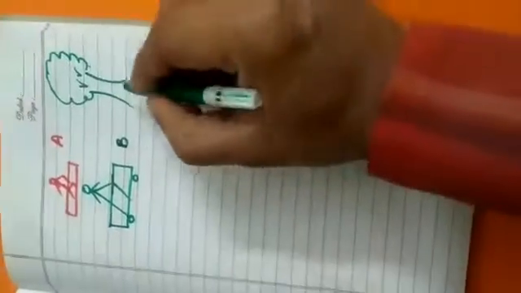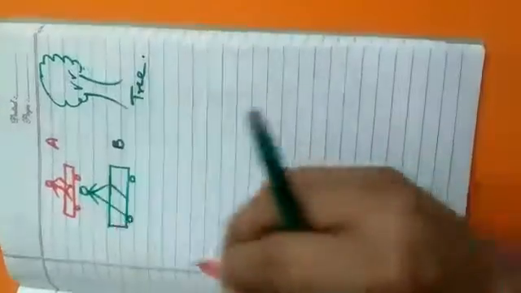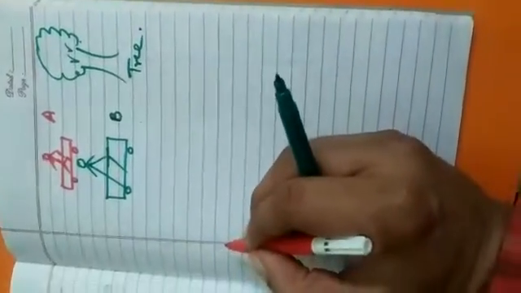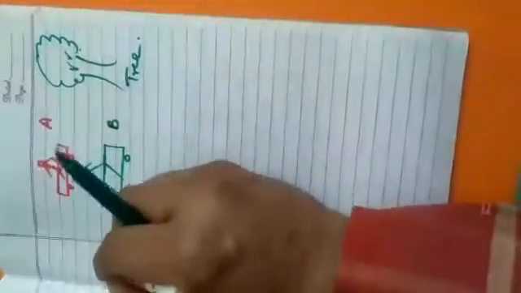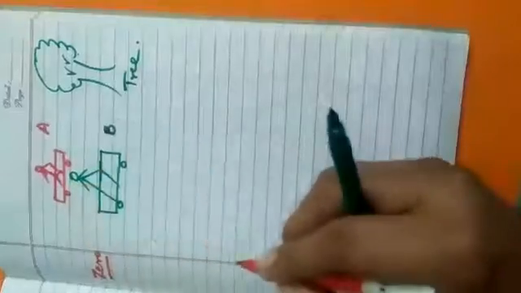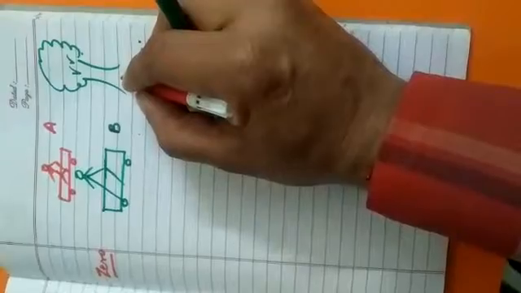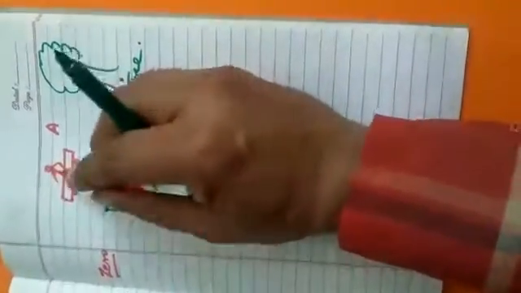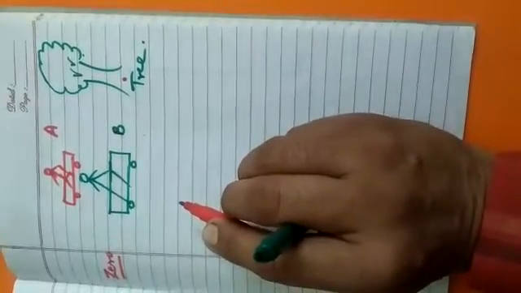Motion. If we see this tree and two boys, A and B, they are on skateboards. Both are moving, but they are talking to each other. So the relative motion between them is zero. Why? Because there is no change in the position. With reference to the tree, they are moving, but with reference to each other, they are not moving, they are talking to each other. So motion means when a body is changing its position with a reference point.